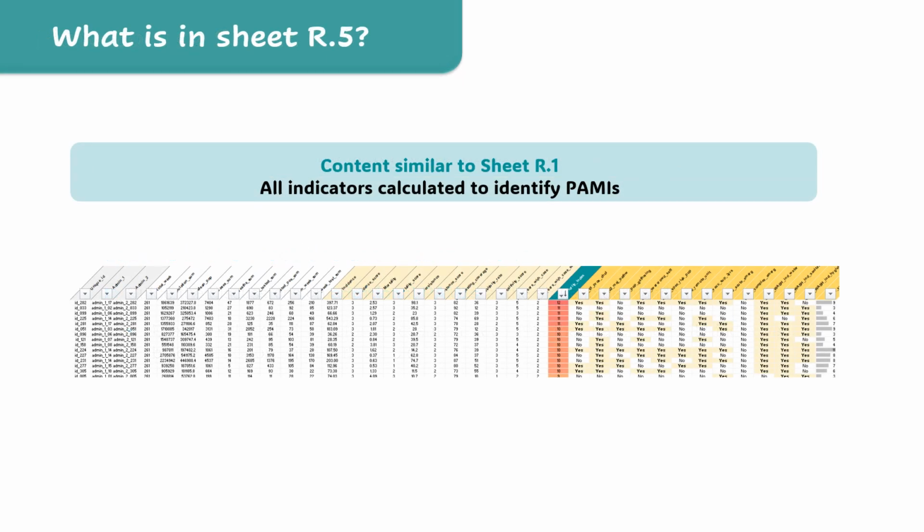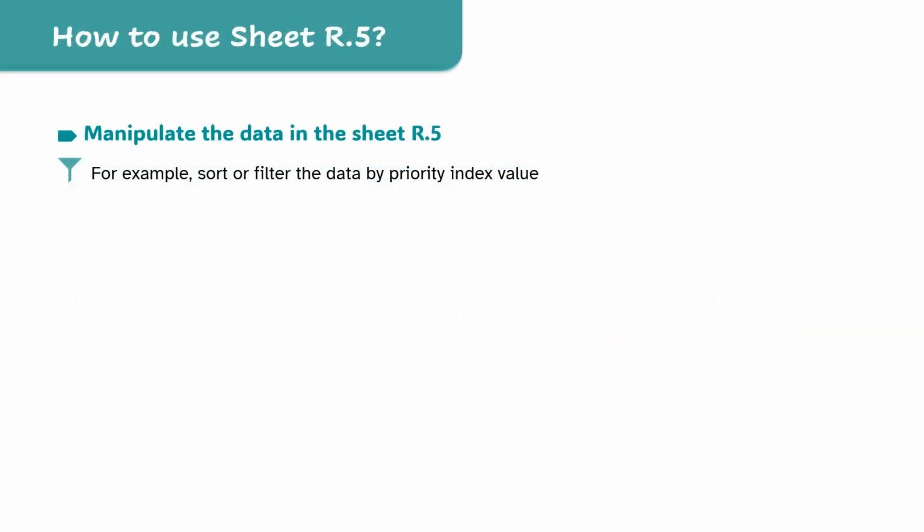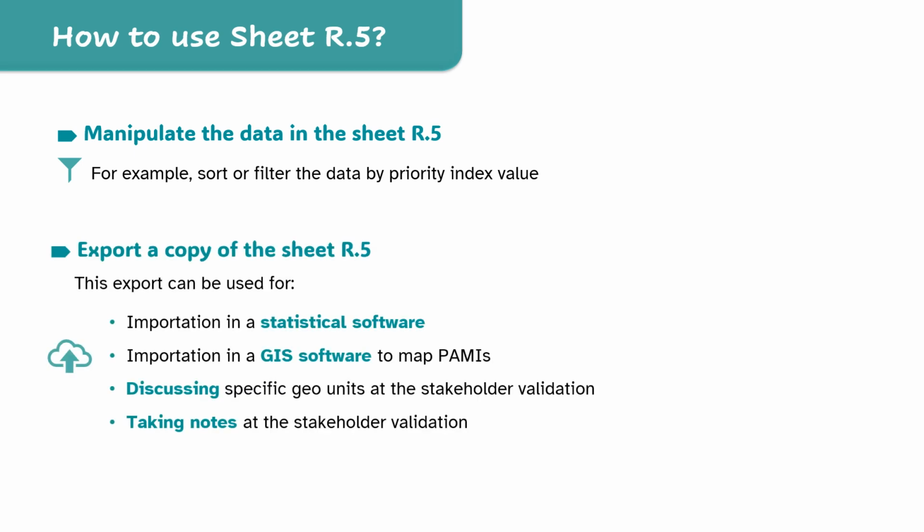The last sheet of the PAMI Excel tool is Sheet R5, Table PAMI Export. This sheet mirrors the content of the Sheet R1 priority index calculations. The same variables are displayed. You can manipulate the content of Sheet R5 as needed. Feel free to explore the outputs by filtering and sorting the values. You can also export the content of Sheet R5 to import it in a statistical software for further analysis, or to import it in a GIS software to map PAMI.